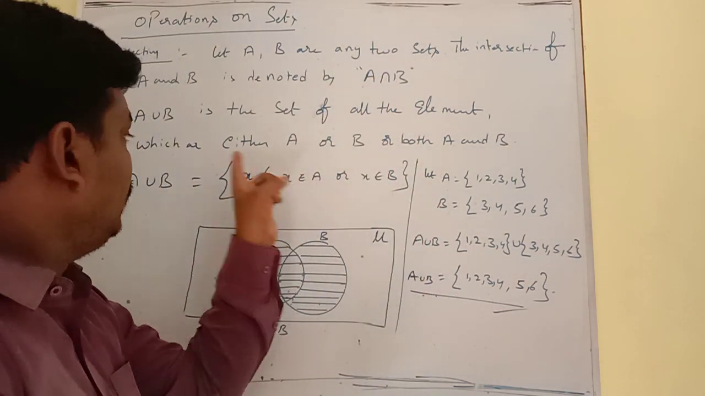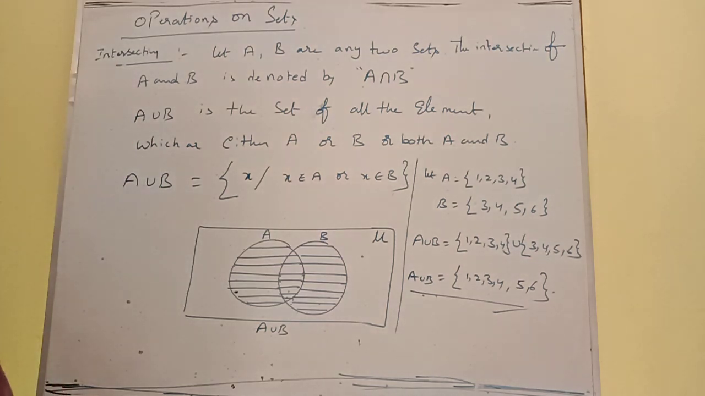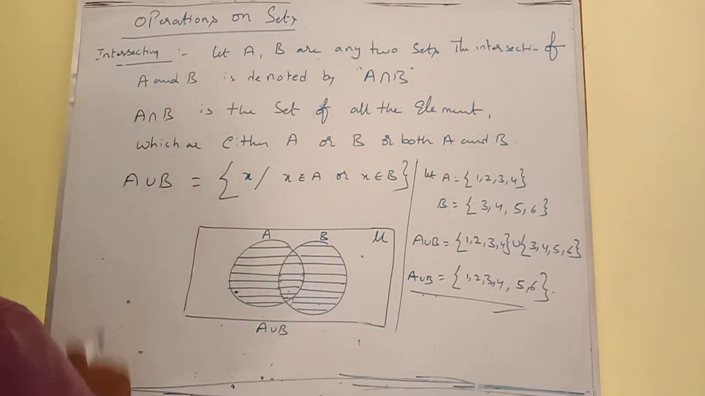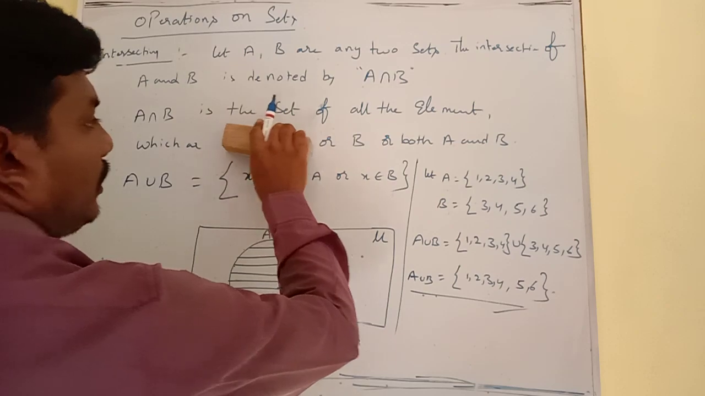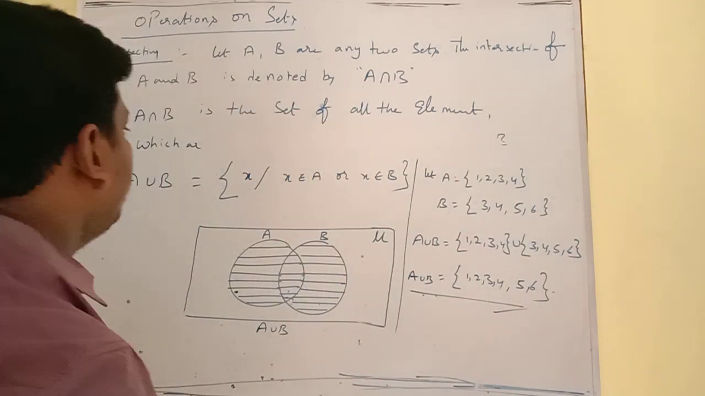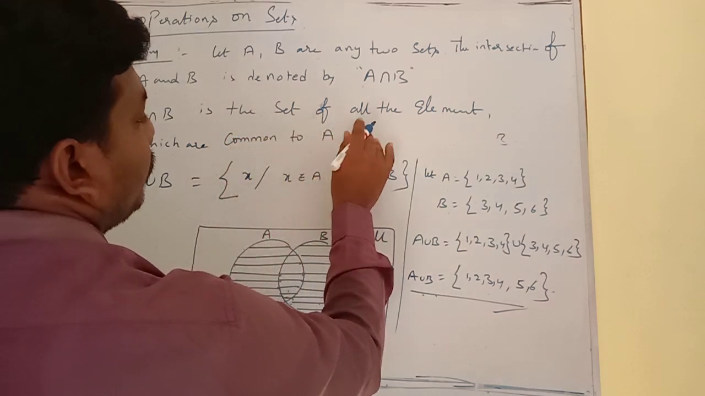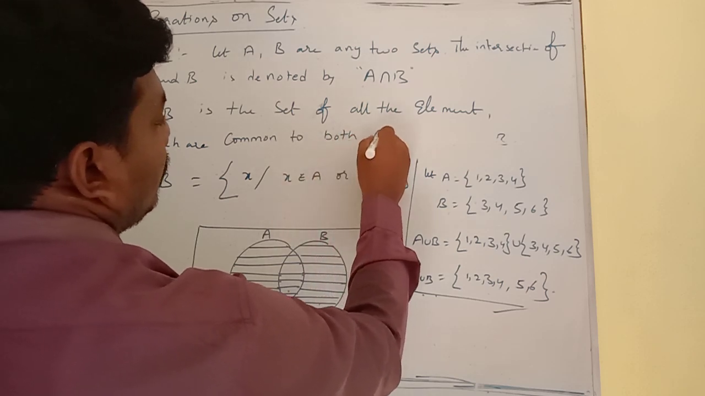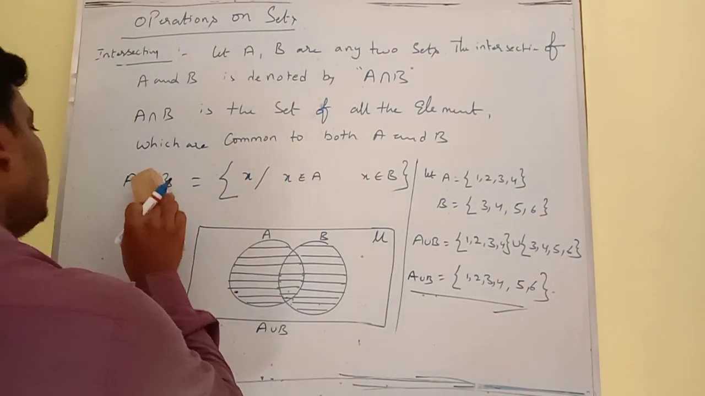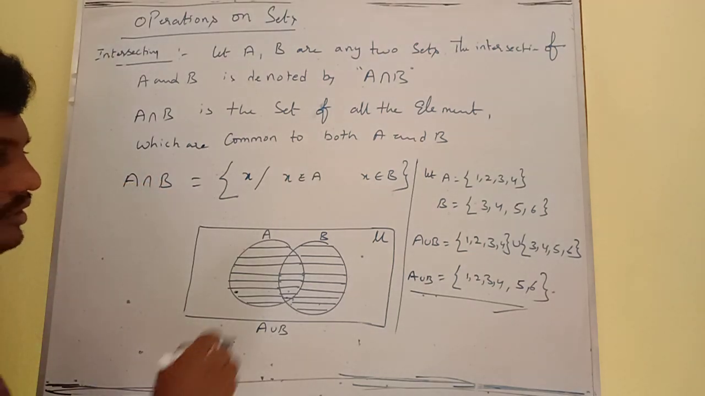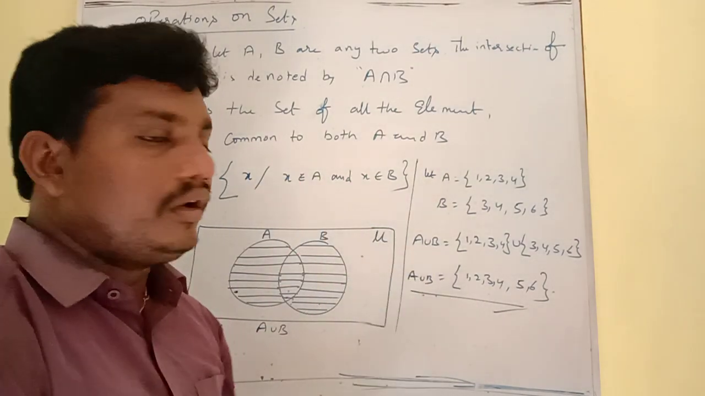Previously we called it cup. So this is the cup of A, B and this is the cap of A, B. We can call it A intersection B. Now A intersection B is the set of all elements which are common to both A and B. The set builder form is A intersection B equals the set of x such that x belongs to A and x belongs to B. The only difference is that in union it is or, and in intersection it is and.